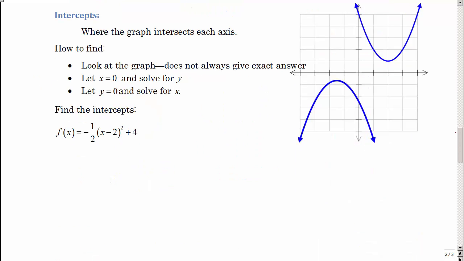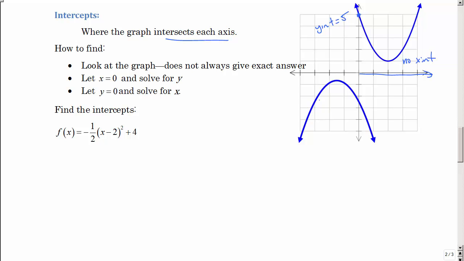Now we're going to do some algebra, finding the intercepts of a graph. Where does it intersect each axis? Well, first of all, look at the graph. If you can tell exactly from the graph, you don't need to do algebra. So for this one, I know it crosses the y-axis at 5. So the y-intercept would be 5, but there would be no x-intercepts because this graph never crosses the x-axis.